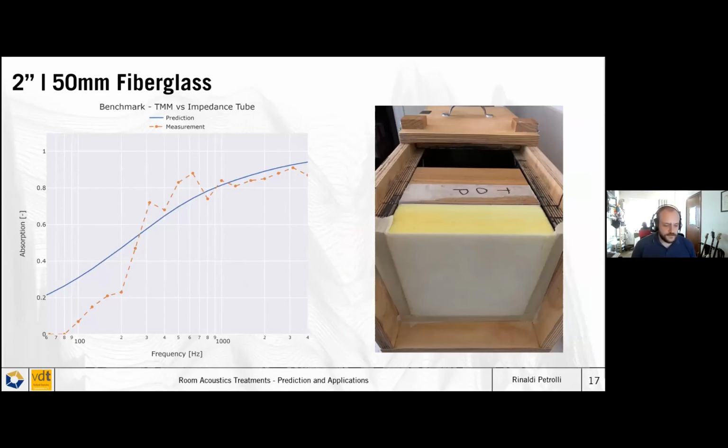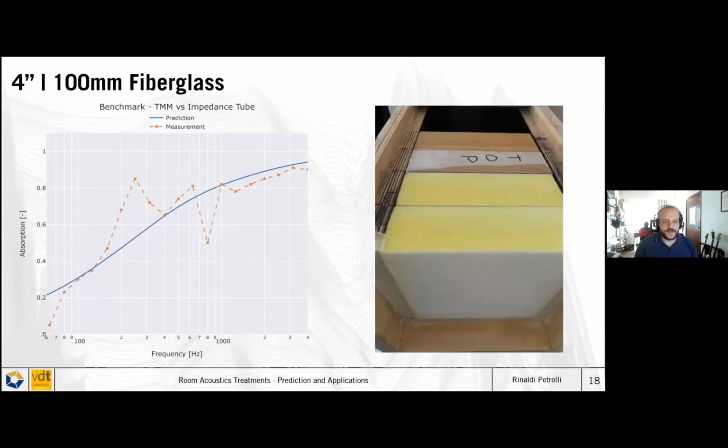Now, I need to say that the model that I am using, the modified Allard-Champoux version, has a valid frequency range of 45 to 11K. So this analysis is entirely in that frequency range. And it's still interesting to see how it deviates. And well, as we increase the thickness, the low frequency starts to agree a little bit more.